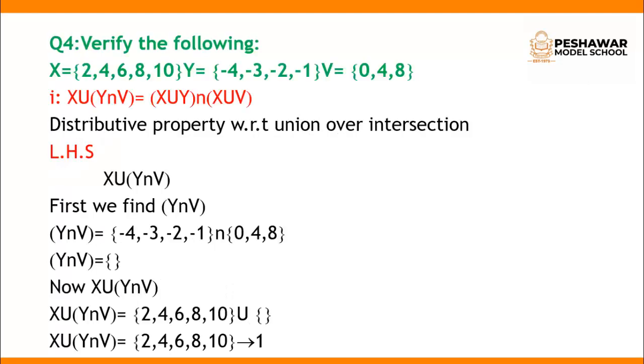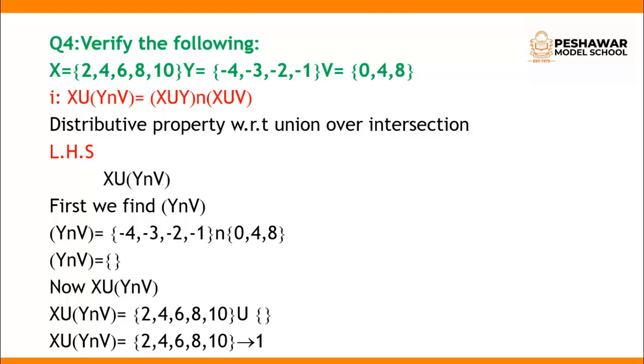Now question number 4, verify the following: X is equal to 2, 4, 6, 8, 10 and Y is equal to -4, -3, -2, -1. These are the negative integers, and V is equal to 0, 4, 8. Now in this question you have to see the first part, that is on page number 13, and it is the question number 4.